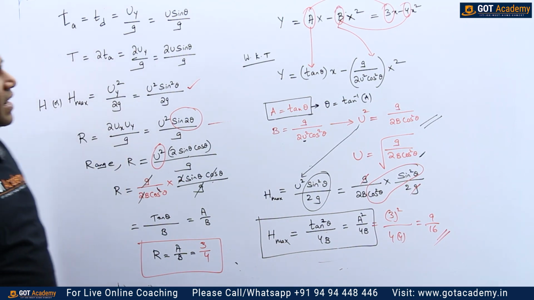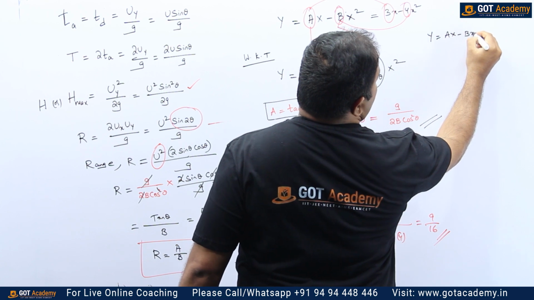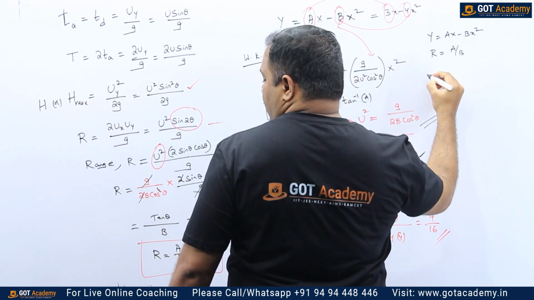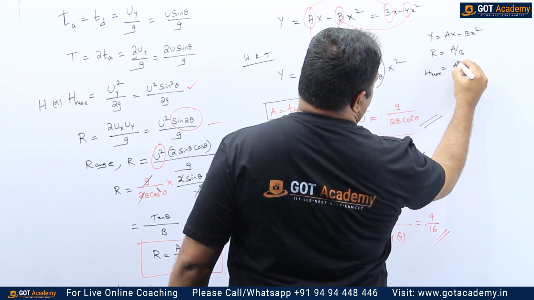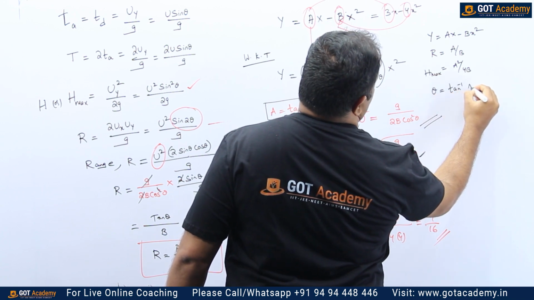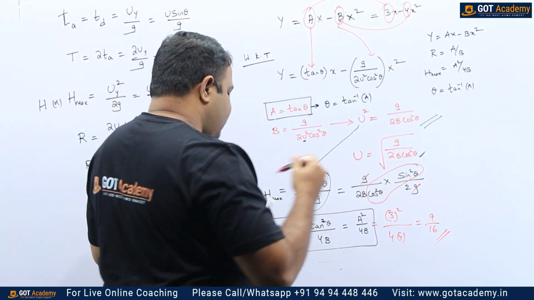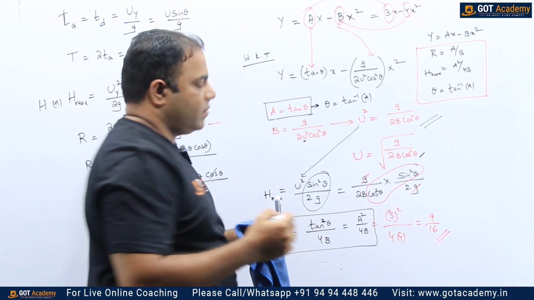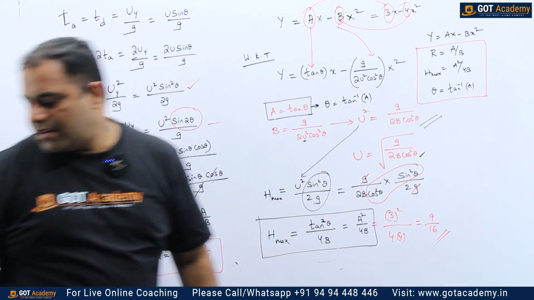So, remember, my dear children, if y is equal to ax minus bx square is the question, then the range formula is a by b, and the h max formula is a square by 4b, and the theta formula is tan inverse of a. These are the three things which you have to remember. So have a note of this. I will give you 2 minutes of time, or better, take a screenshot.